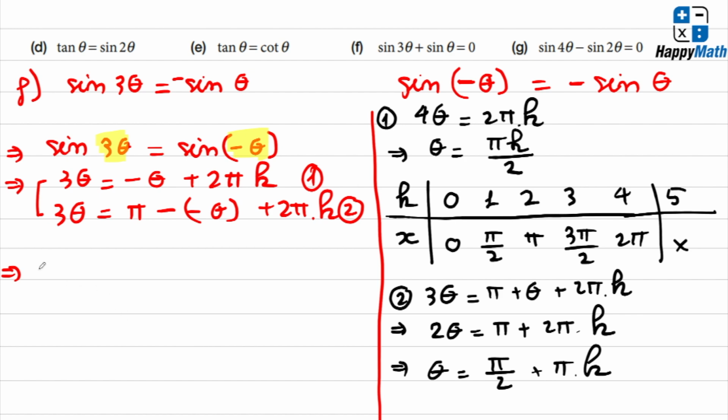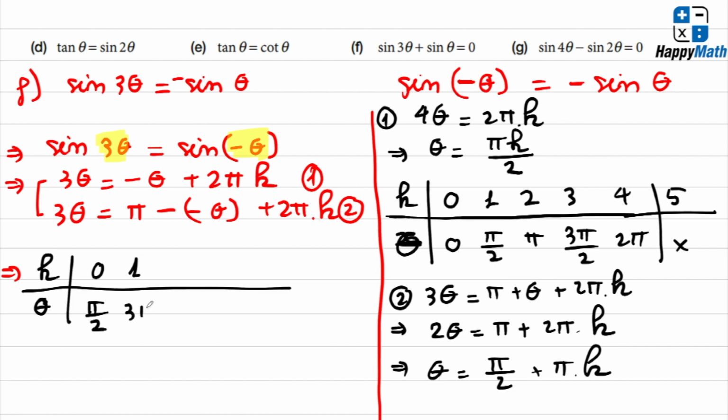And now let's check out the table between k and theta. Sorry, this is not x. Pi and theta. Minus 1, no. 0, okay, pi over 2. And how about 1? 3 pi over 2. How about 2? No, larger than 2 pi. But this solution is exactly the same as this one, and 3 pi over 2 is exactly the same as this one.